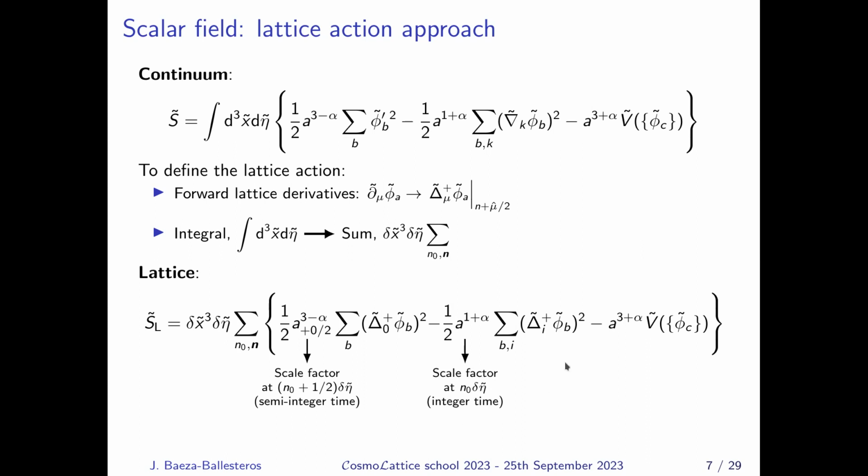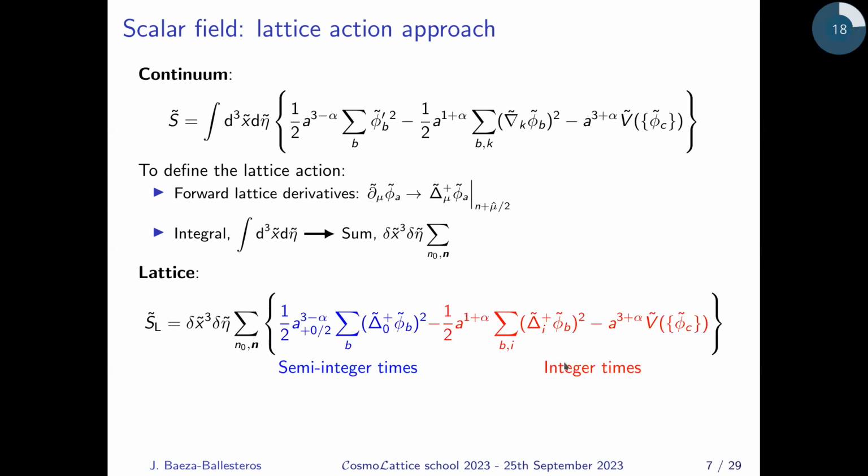This means that overall the action has two different terms, some of which live at semi-integer times and others of which live at integer times, but this is not a problem per se. As long as internally each of the terms is consistent, it's fine defining the action in this way, having different terms that live at different points in the lattice, and different points in time.